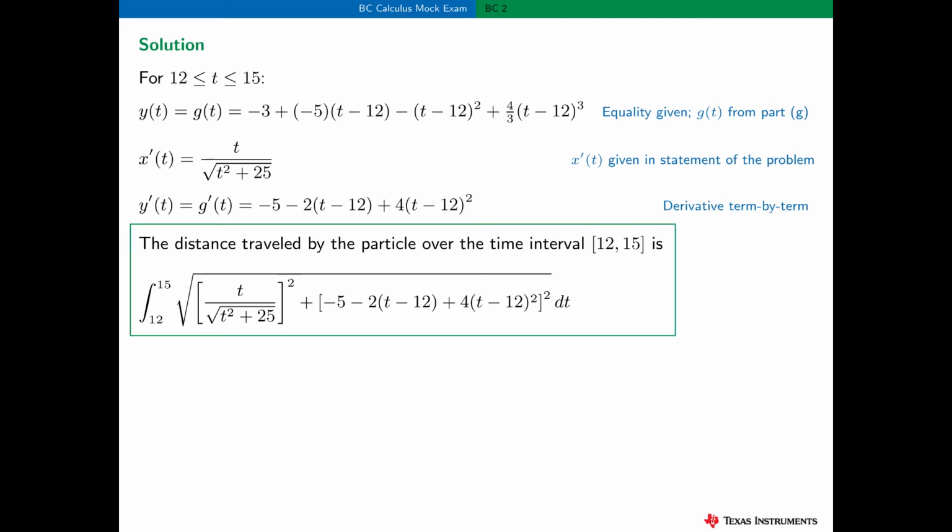Finally, I assemble all of these pieces into a definite integral that represents the distance traveled by the particle over the time interval 12 to 15. Yikes! As an aside, do you think you could find an exact symbolic answer here? We might have to settle for a numerical approximation.